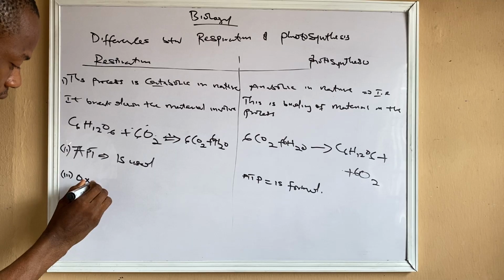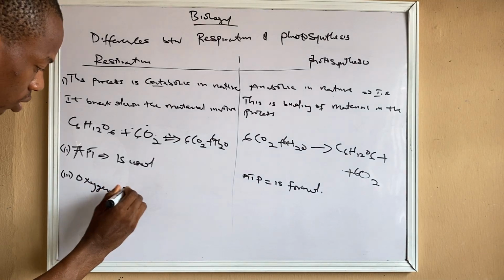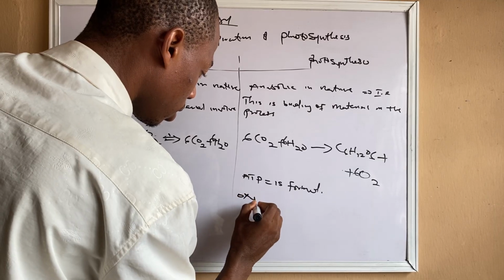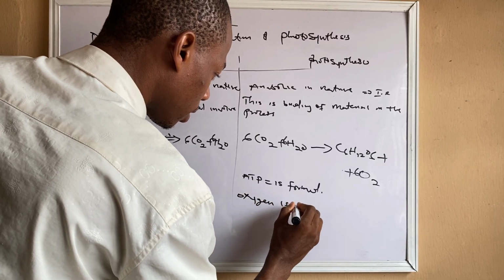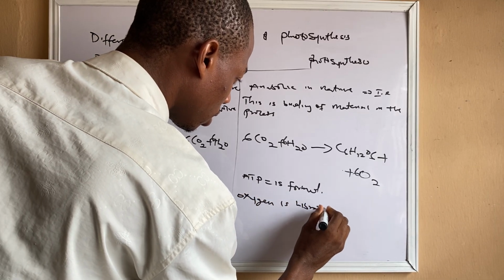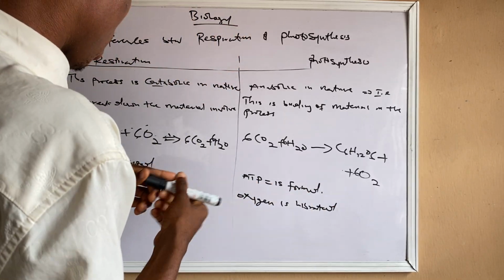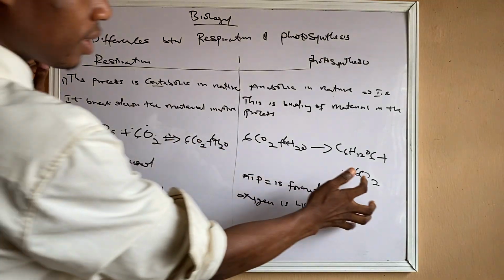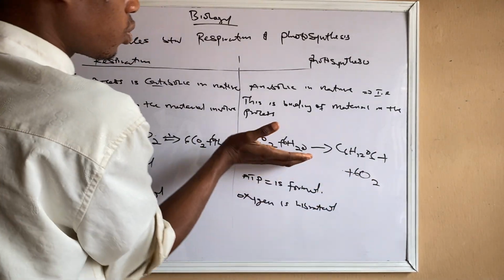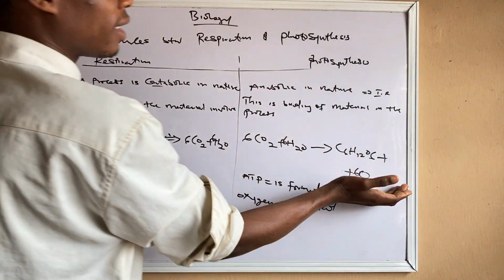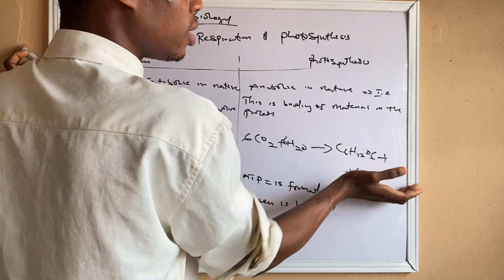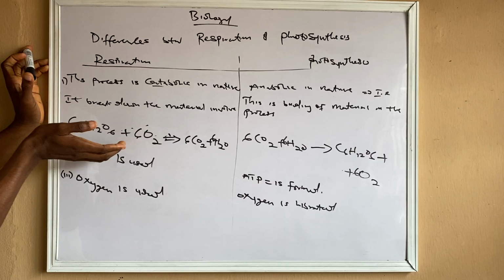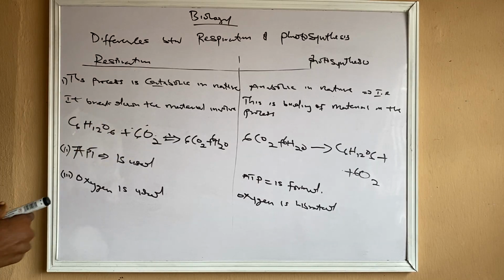The third one: oxygen is used here, oxygen is liberated here. That is, in this reaction, oxygen is used. In this reaction, oxygen is liberated. Because we have known that this is the reactant side, and this is the product side. The product side is the reaction that is being given to us, while the reactant side is the reaction that the process involves.